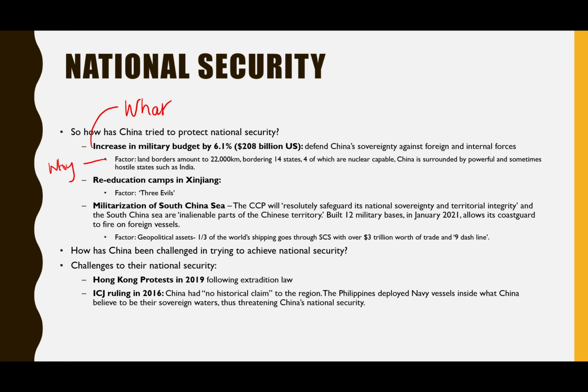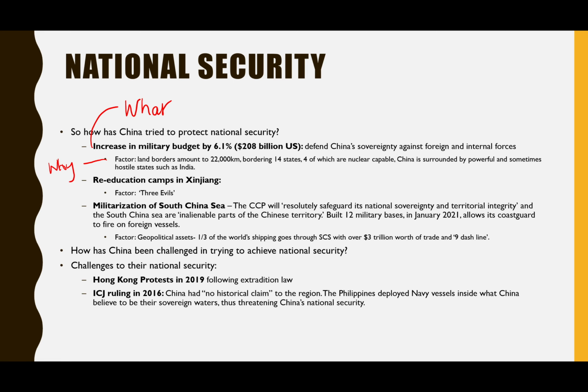Finally, we have the militarization of the South China Sea. China has continued to expand in this region. They believe it's important to, and the reason they're doing this is that it's part of its sovereignty. In their 2019 white paper, they said that the CCP will safeguard its national sovereignty and territorial integrity, and that the South China Sea is an inalienable part of Chinese territory. In 2021, they built 12 military bases and allowed their Coast Guard to fire on foreign vessels.